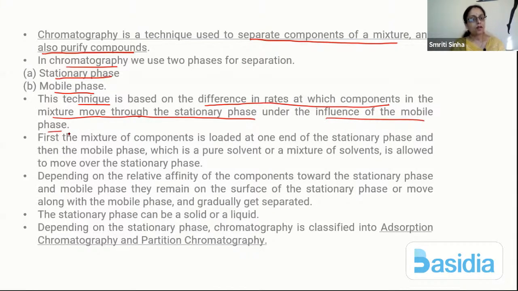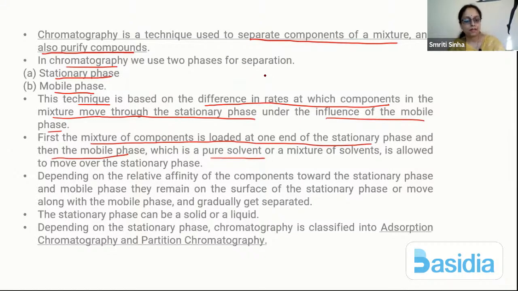So how much that component is dissolvable in mobile phase and how much it can be adsorbed on stationary phase, that will decide the movement of the two different solutes or two different liquids on that stationary phase. Now, first the mixture of the component is loaded at one end of the stationary phase and then it is dipped in the mobile phase where the pure solvent is allowed to move along the stationary phase. This pure solvent takes your component along with itself.